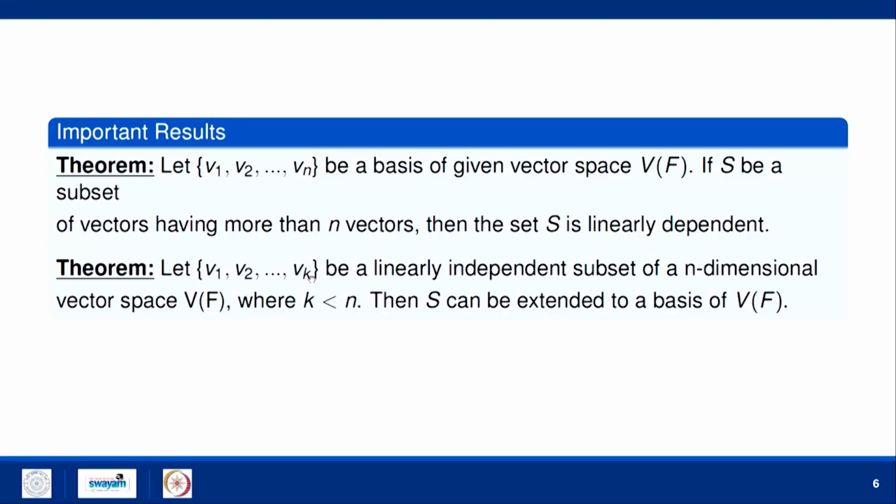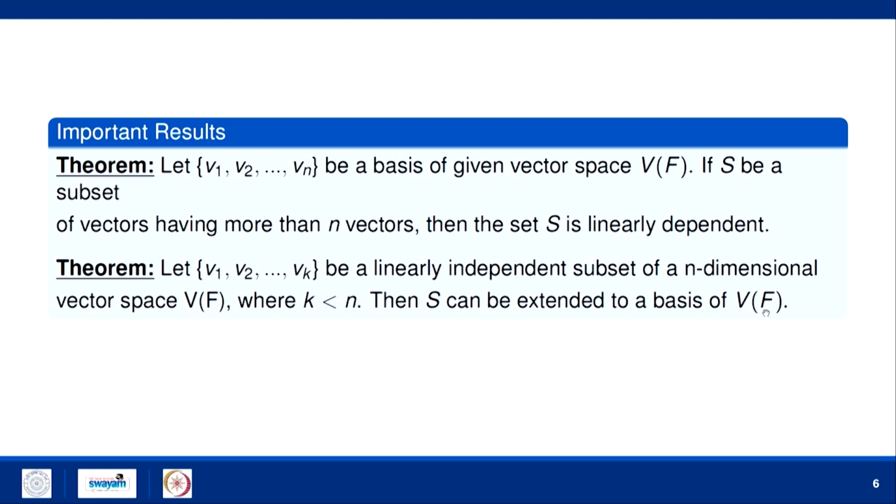In other words, I can say that the basis is a maximal linearly independent set of a vector space. If you add any other vector to that set, that vector can be written as a linear combination of the rest of the vectors. My second result is: let V1, V2, ..., Vk be a linearly independent subset S of an n dimensional vector space V over the field F, where k is less than n. Then S can be extended to a basis of V over F.